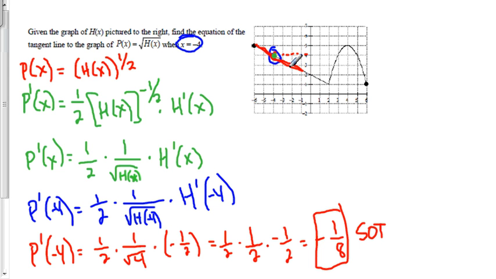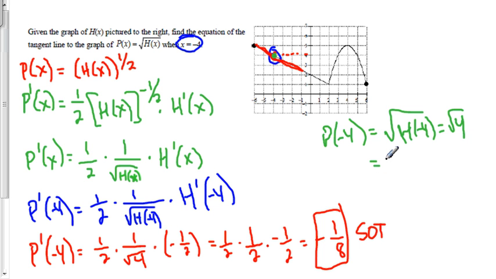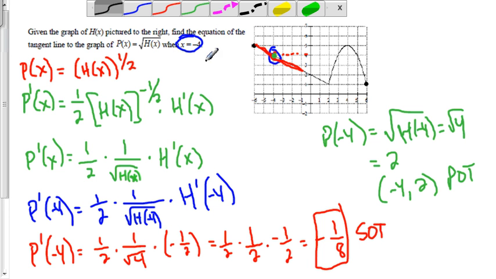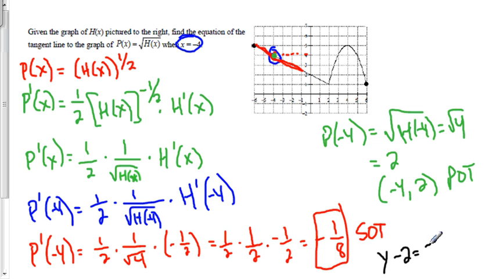And they asked us to come up with the equation of the tangent line. So hey, I know the tangent line, let's just find p of negative 4, which we just did. That's going to be h of negative 4, which is going to be the square root of 4, which is going to be 2. So my point of tangency is negative 4, 2. And we know once I have the point of tangency and the slope of the tangent, I can come up with the equation of the line. So it's going to be y minus 2 equals negative 1/8 times x plus 4.